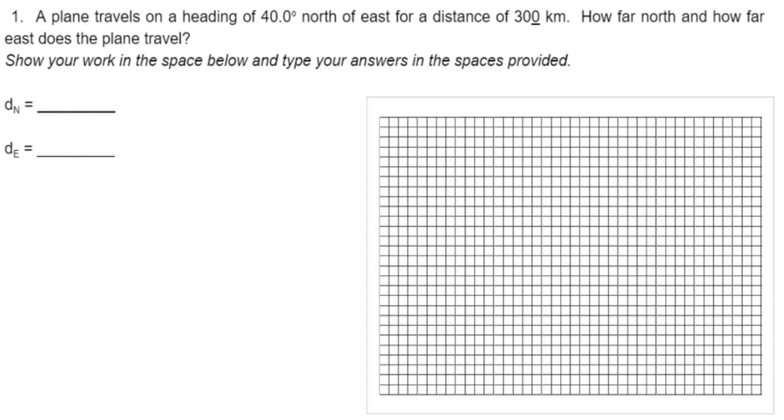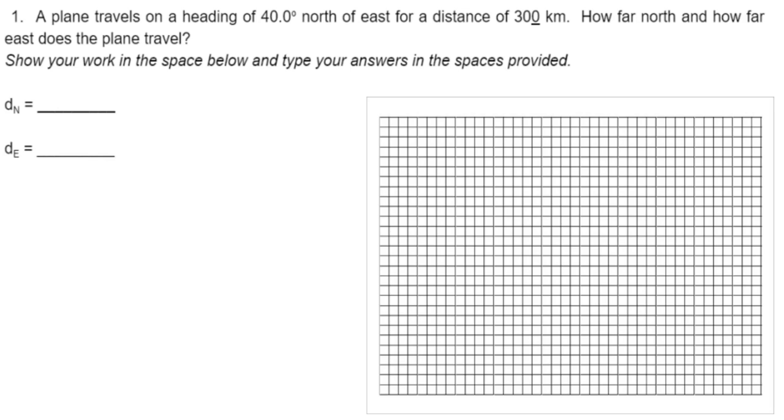Okay, so we're taking a look at the C02 Assignment Vector Addition by Components, and taking a look at number 1 first. A plane travels on a heading of 40 degrees north of east for a distance of 300 kilometers. How far north and how far east does the plane travel?